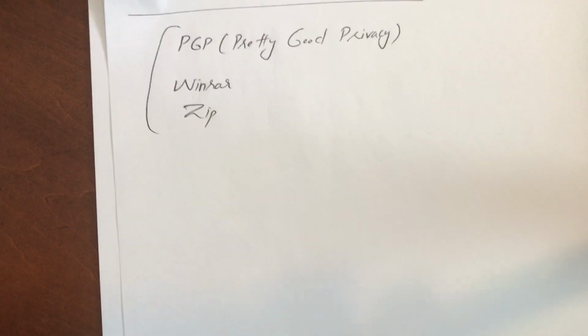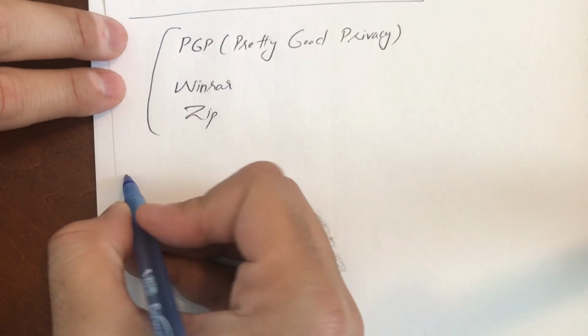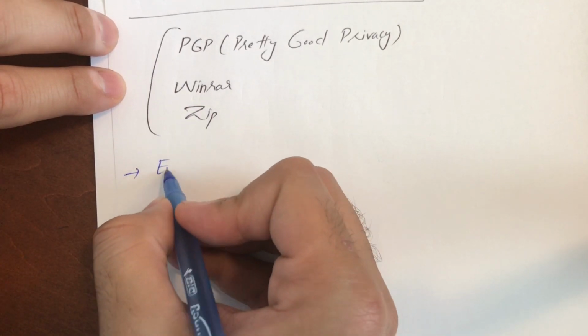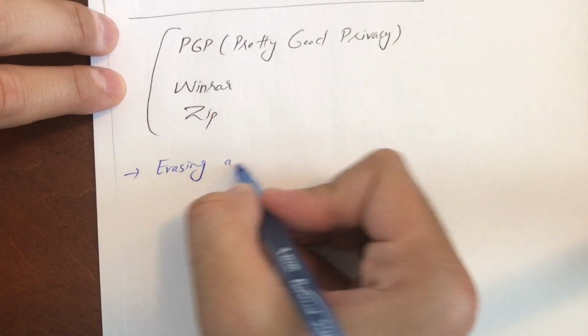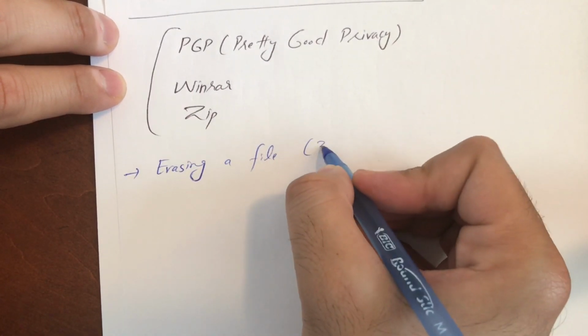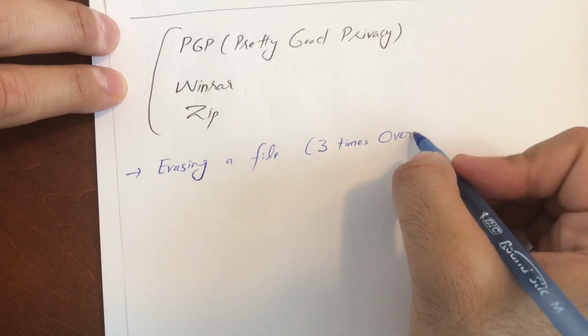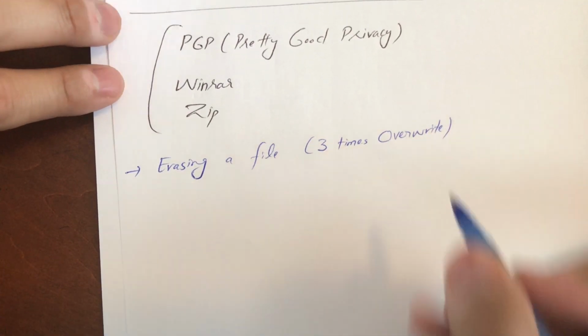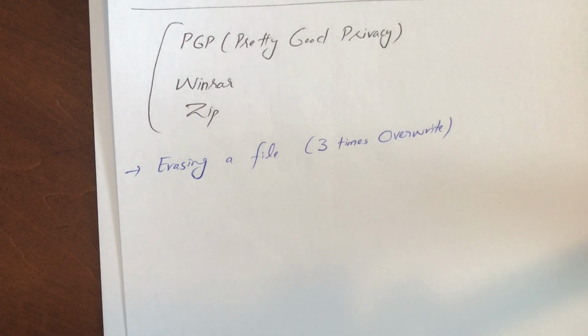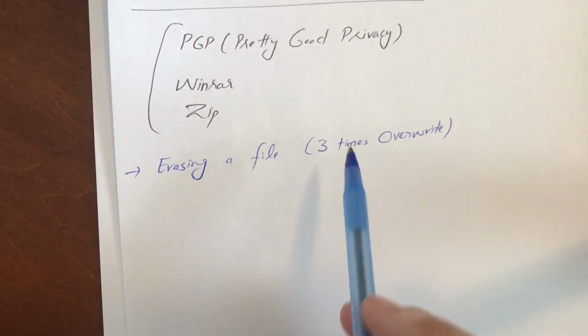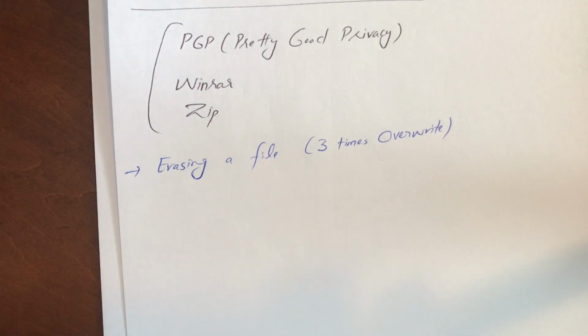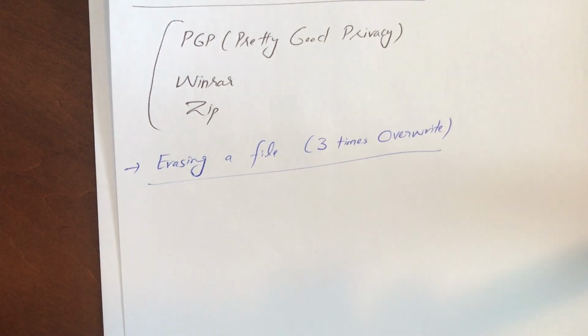Another very important point that I think we already talked about: if you want to erase a plain document, erasing a file, it's recommended that you overwrite the file 3 times before you finally delete it. So if you really want to get rid of a file, overwrite it 3 times by putting something else on that particular file, and then you can delete it. Then this file cannot be recovered in the true sense.